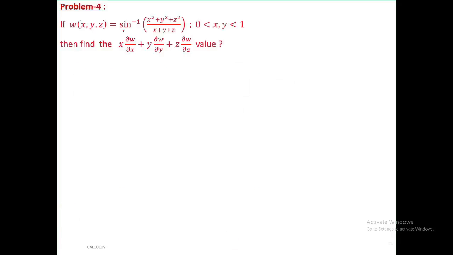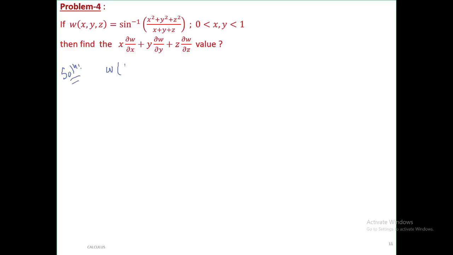If w is equal to sine inverse of this, then find x into dou w by dou x plus y into dou w by dou y plus z into dou w by dou z value. Same Euler theorem, theorem number 3, but it is a function of 3 variables. Again, we look at how to proceed with this kind of problem. Okay. So first of all, is it a homogeneous function?